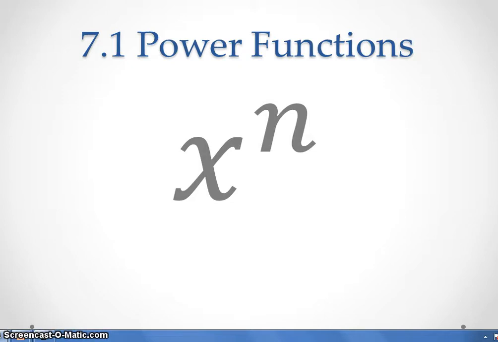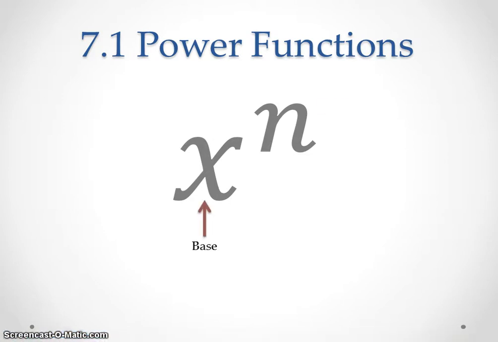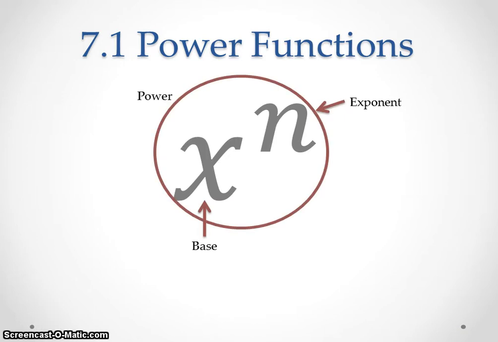So here are your basics. When you have a power function, it's going to appear as such. You're going to have some number down here to some number up here. This x is your base. Your n is what we call your exponent. And the whole thing put together would be your power. So x to the nth is your power. x is your base and n is your exponent. So those are the parts of your power functions here.